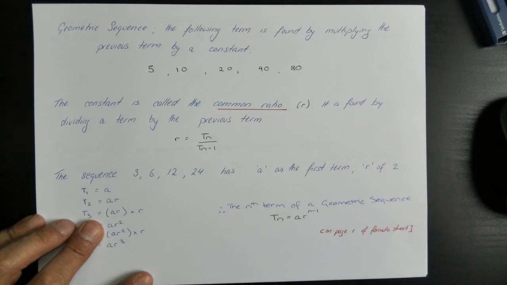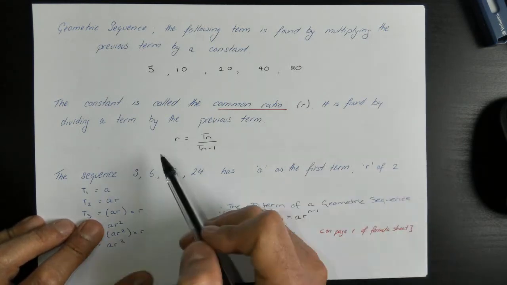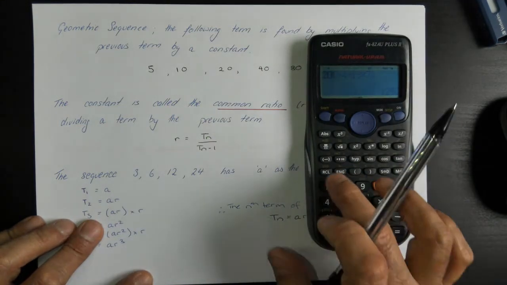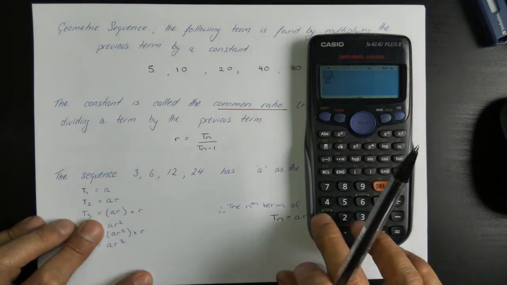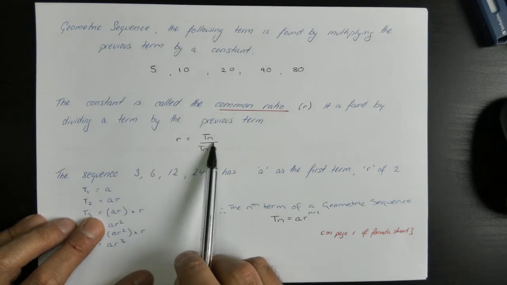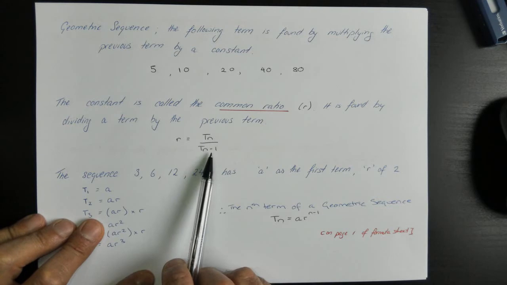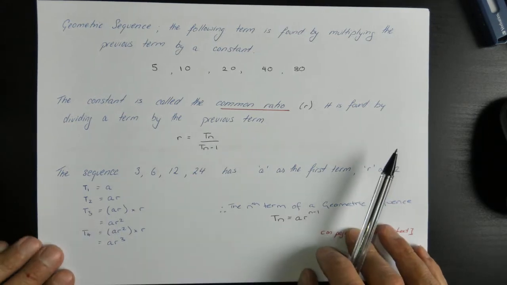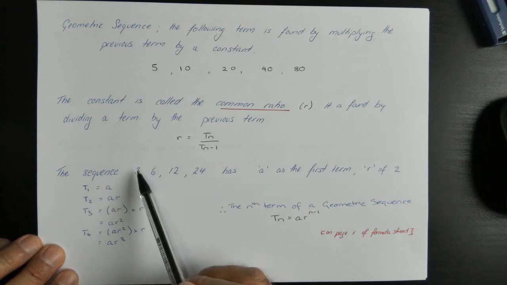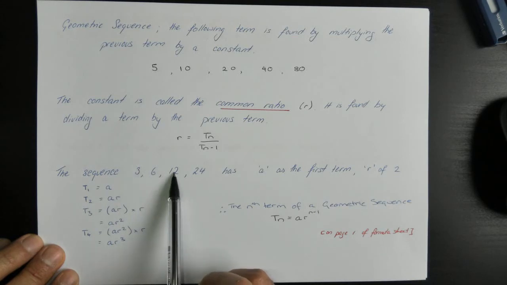This constant is called the common ratio, and we denote it by the letter R. And technically we can find R by taking a term and dividing it by the previous term. So R is equal to Tn divided by Tn minus 1, the previous term. So the sequence 3, 6, 12, 24 has A as the first term and R of 2. So 3 times 2 is 6, 6 times 2 is 12, 12 times 2 is 24.